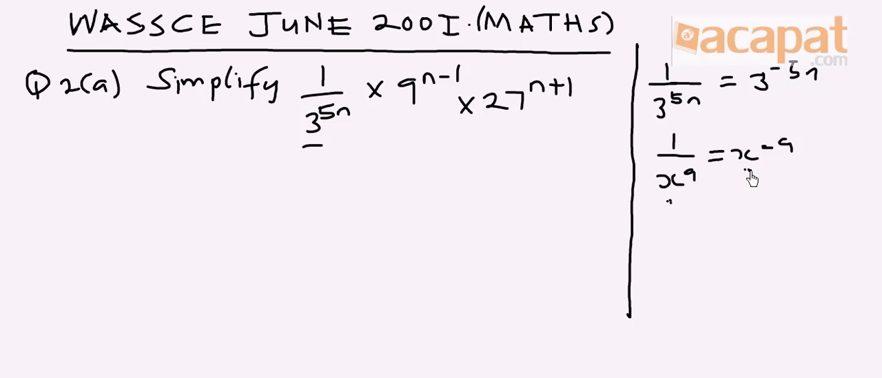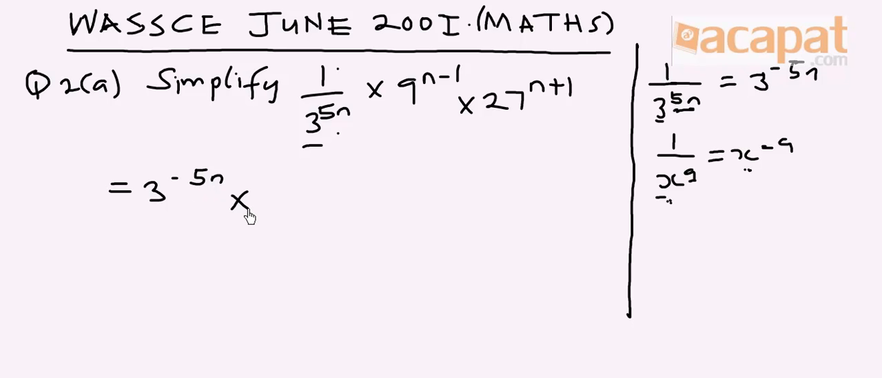So in this case we have 1 over 3 raised to the power 5n, where 3 here can be compared to s, and 5n here can be compared to a. This will be equal to s raised to the power minus a. So we have this as 3 raised to the power minus 5n. So that 1 over 3 raised to the power 5n is 3 raised to the power minus 5n.